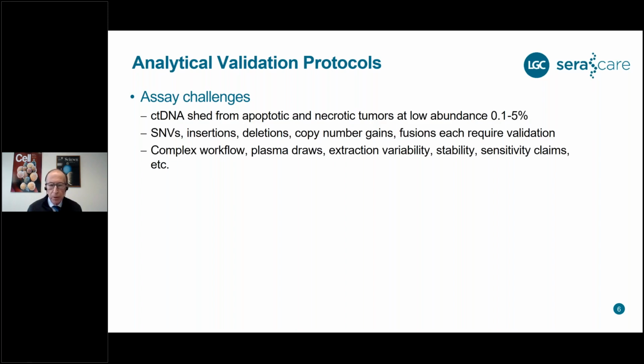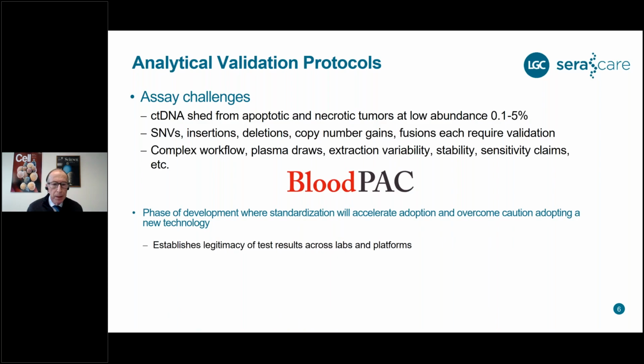These are complex workflows from drawing the blood to the extraction, ensuring that's consistent and not variable, issues around stability, issues around sensitivity. So there's lots of challenges validating these assay protocols. We've worked extensively with organizations like BloodPAC addressing some of these challenges. And we're really at the phase of development where standardization will help accelerate adoption, overcome caution adopting this new technology. It really establishes legitimacy of the test results across the labs and the platforms.